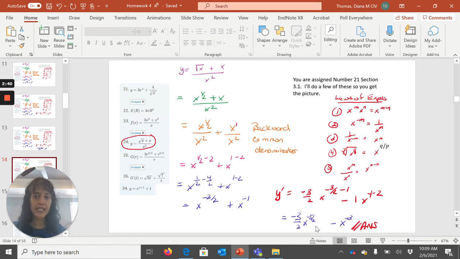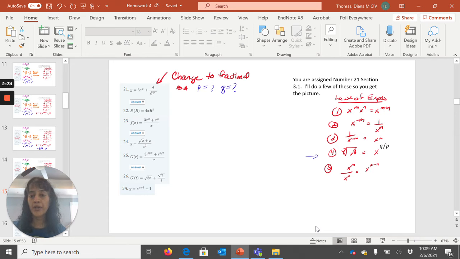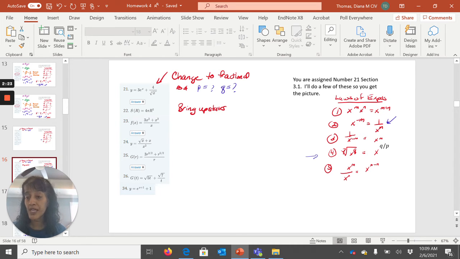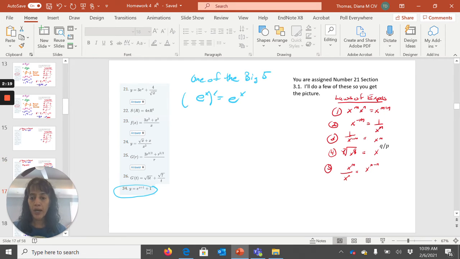So this is a bookkeeping problem, so it's very important to remember to be careful. So what are you going to do? You're going to change this term here on your problem to a fractional power, P over Q. And after you change Q over P to a fractional power, then you're going to bring it upstairs. One more. I'm going to do the last one, which is the exponential.